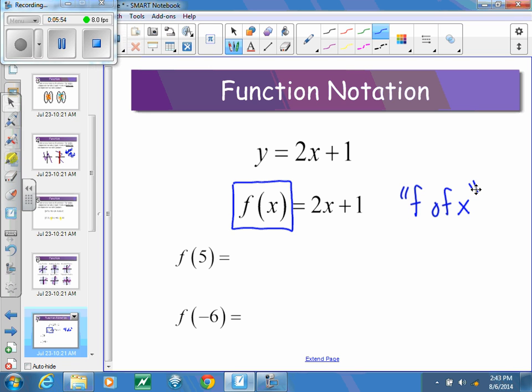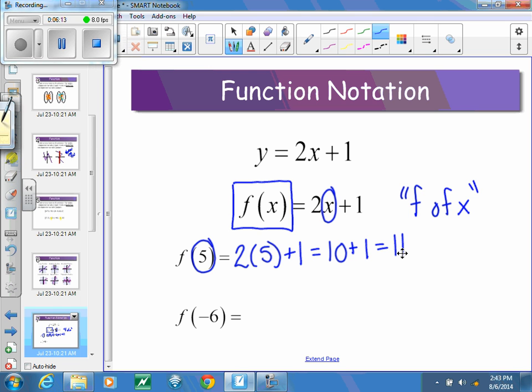It's just giving it a name so that later on we can talk about more than one function. How we use function notation: if I wanted to evaluate f of 5, I would take this 5 and replace the value of x with it. So I would take 2 times 5 plus 1, so 10 plus 1, and I would end up with 11. So that's evaluating the function. If I want to evaluate f of negative 6, I would do the same thing. This time plug negative 6 in for x. So I would get negative 12 plus 1, and I would end up here with negative 11. And there are my two answers that I'm looking for.